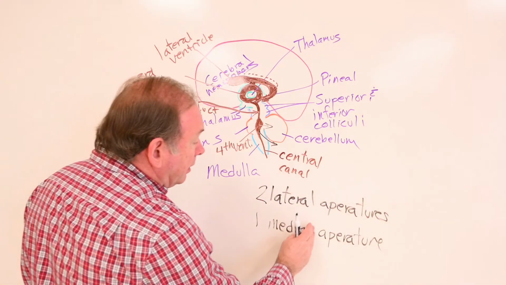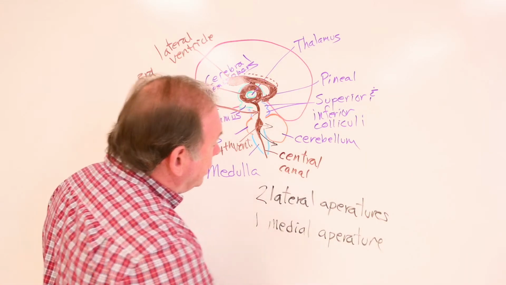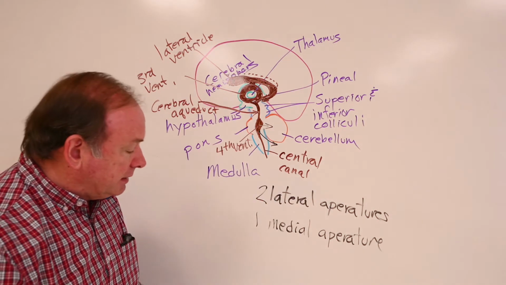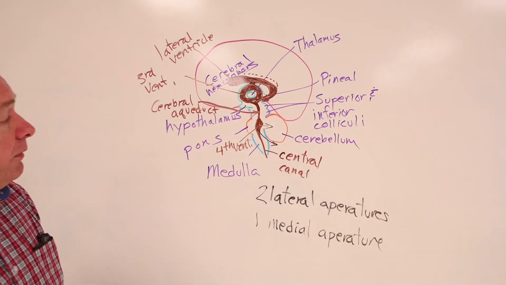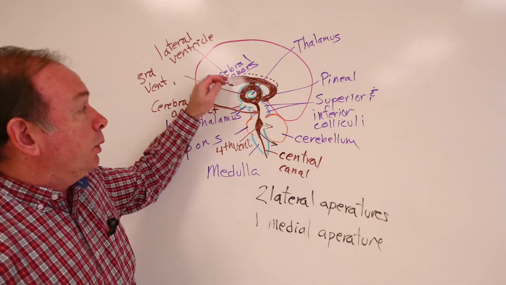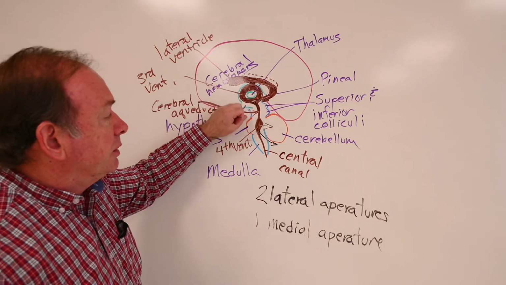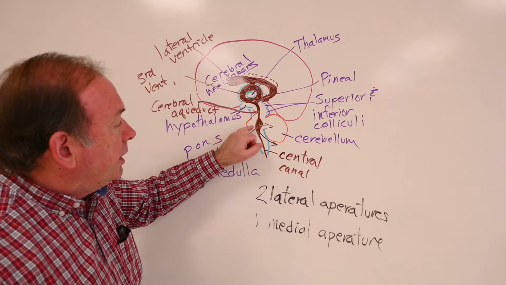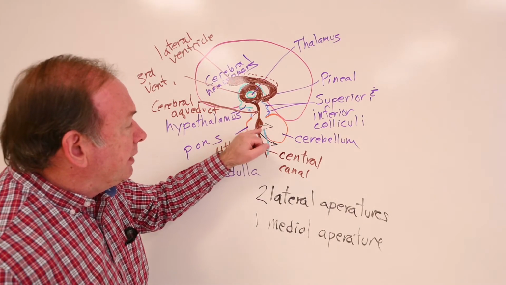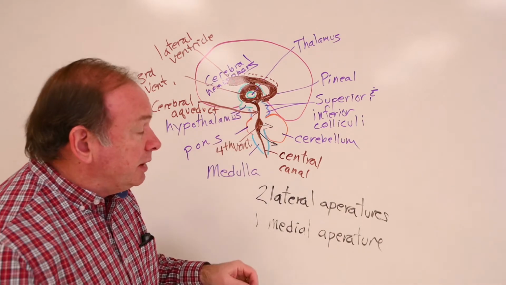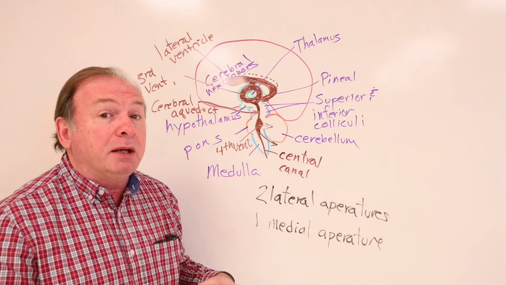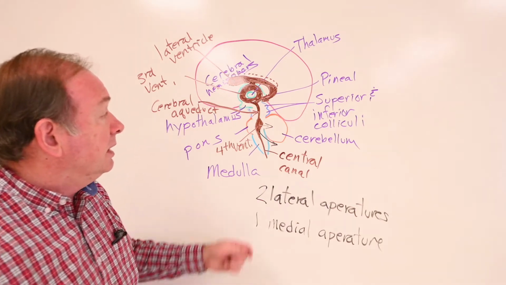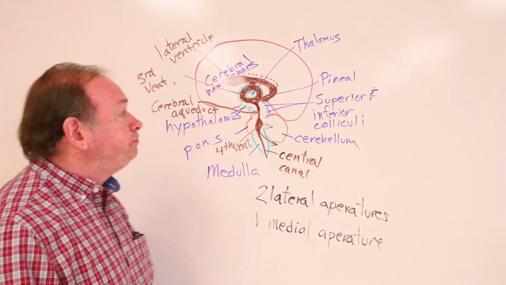Probably should be called medial aperture. Two lateral apertures, one medial aperture, exiting from that space of the fourth ventricle. So we produce cerebrospinal fluid in the ventricles, and it passes through all these chambers. Some of it goes down the central canal, but the excess is leaving that space and going into a space that surrounds the brain. We sometimes call it a subdural or a subarachnoid space, and that's what we'll talk about next.